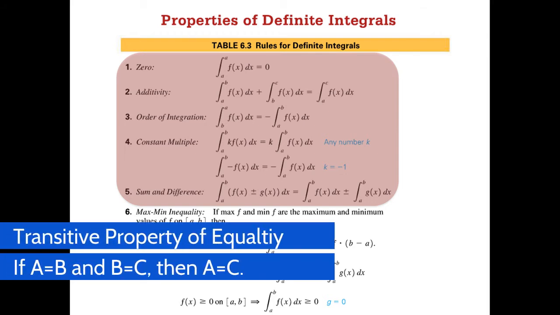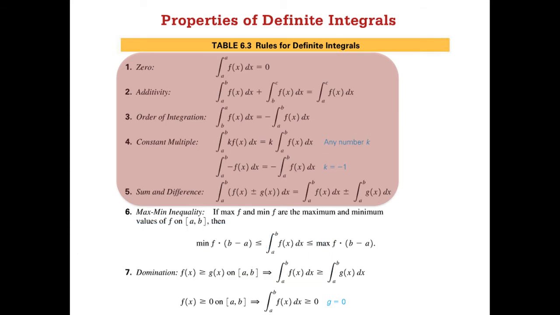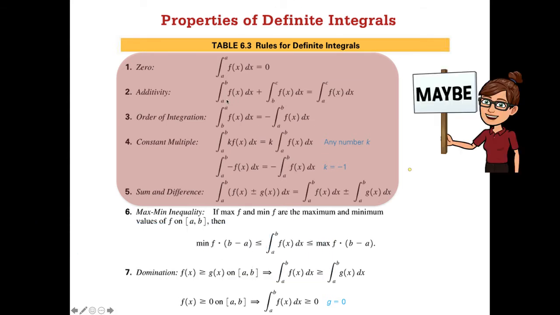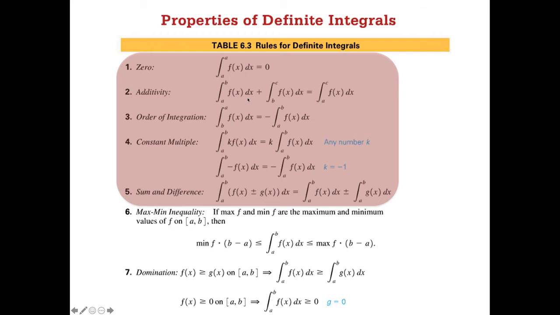This next one works on addition, but what's really cool about this property is it reminds me of the transitive property we used in geometry when we would study or prove triangle congruence. So here's what I want to point out. You ready? This says the integral of f of x dx from a to b plus the integral of f of x dx from b to c is the same as the integral of f of x dx from a to c.